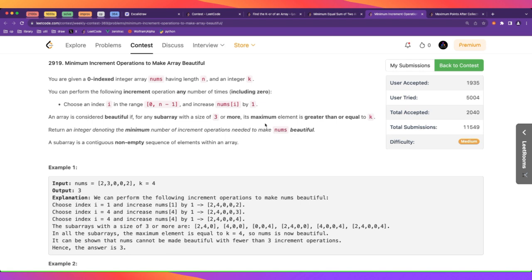Suppose that you decide not to increment one, and then not to increment another one, but then you're going to have a streak of 3, and that is not allowed, because if you have a subarray of size 3, then it's not beautiful.